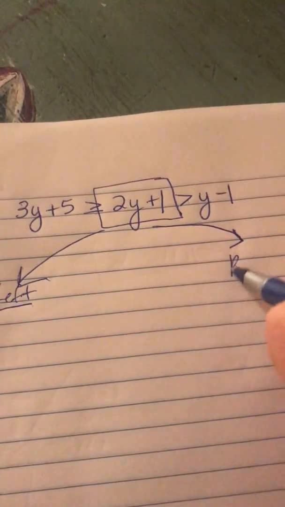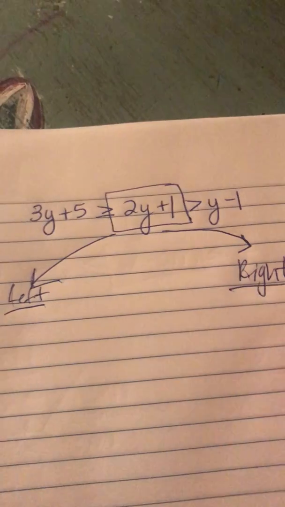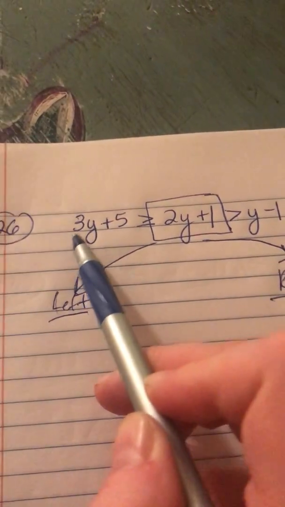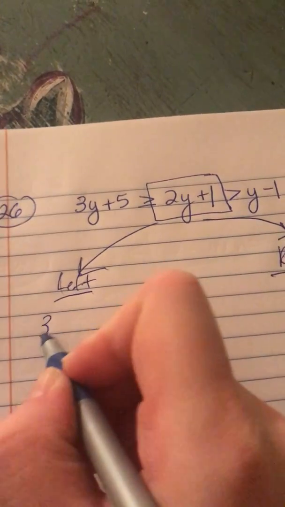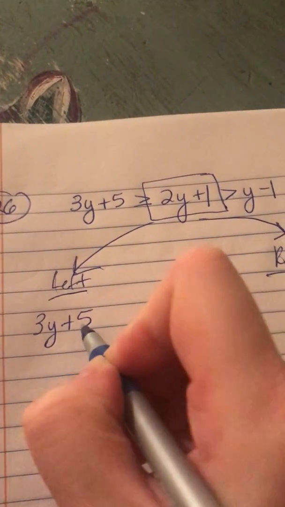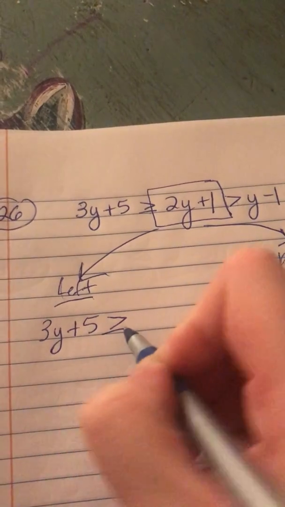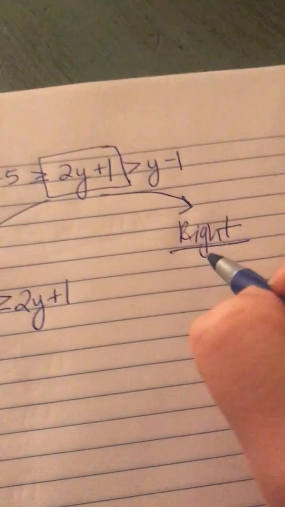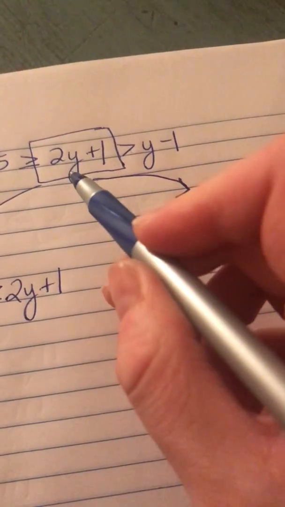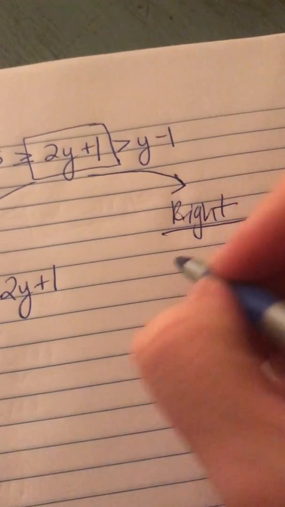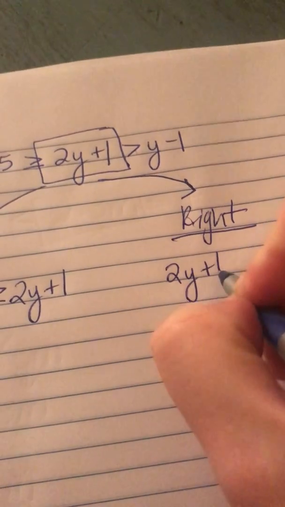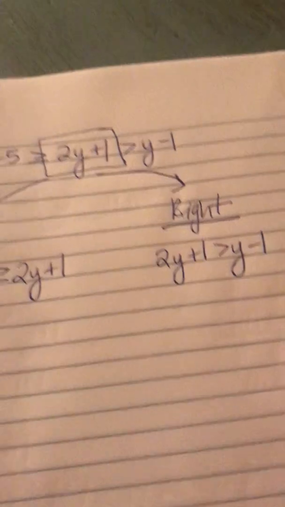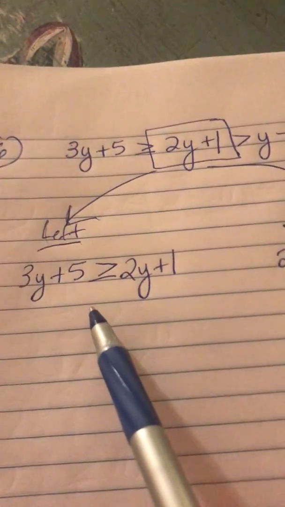Left and right. To get my left side, I take what's in the middle and everything to the left of it. So I can write that down. 3y plus 5 is greater than or equal to 2y plus 1. Now I can go to the right side. Again, I take what's in the middle and then everything to the right of it. So it's 2y plus 1 is greater than y minus 1. So what I'm left with at this point is two different inequalities for me to solve.